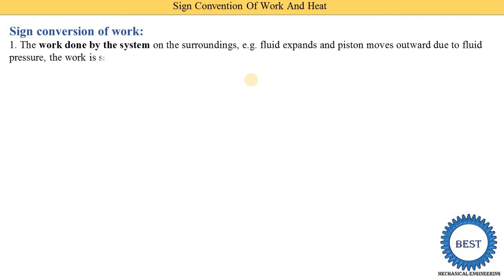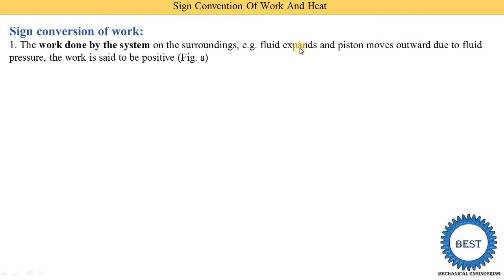Sign convention means when we consider work and heat positive and when we consider work and heat negative. These things are very important for studying the further subjects of mechanical engineering. First, the work done by the system on the surroundings means when we achieve the output as work. It is called the work done by the system, meaning the system gives us work as an output. It is considered as the work done by the system.